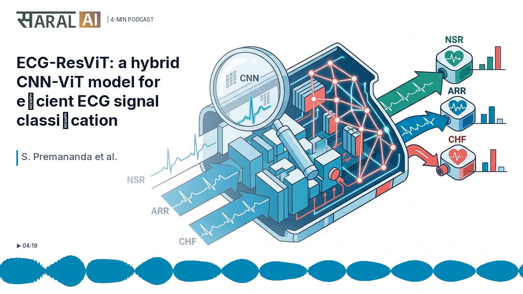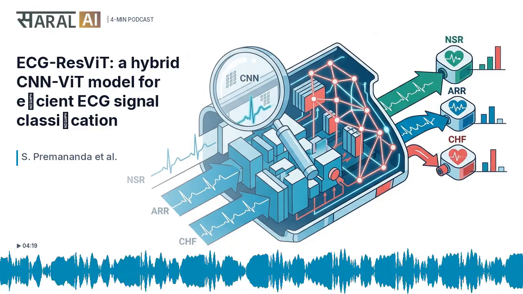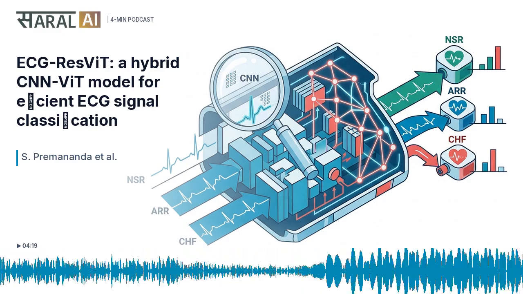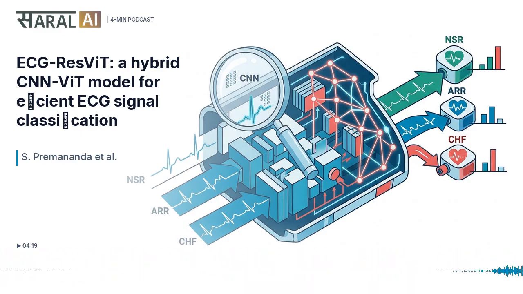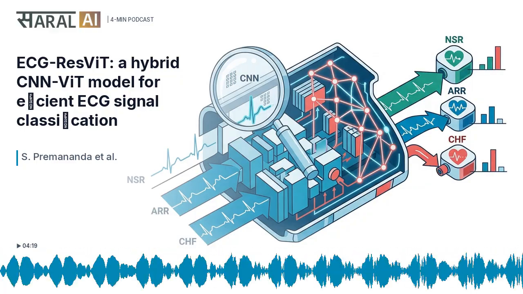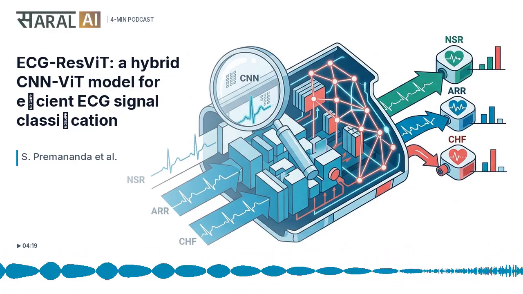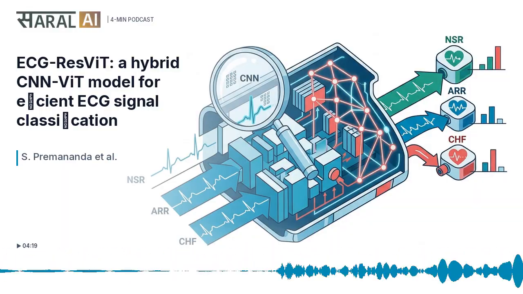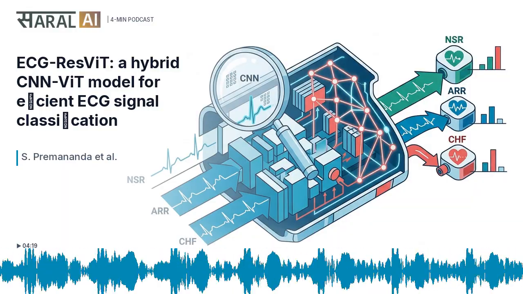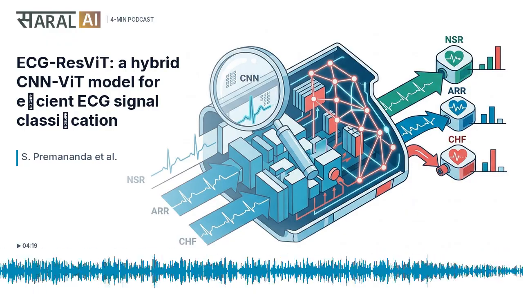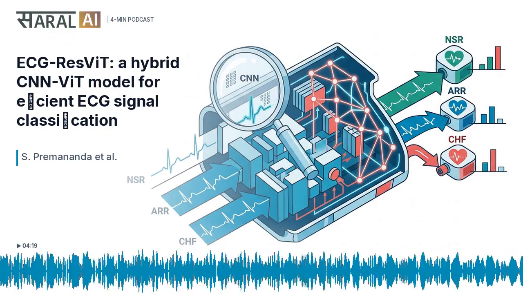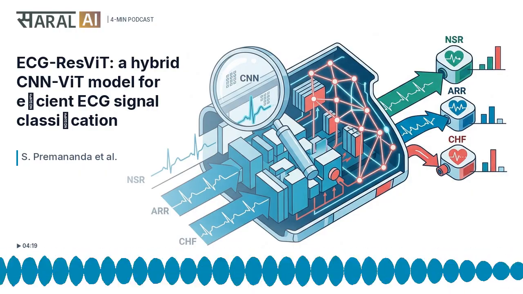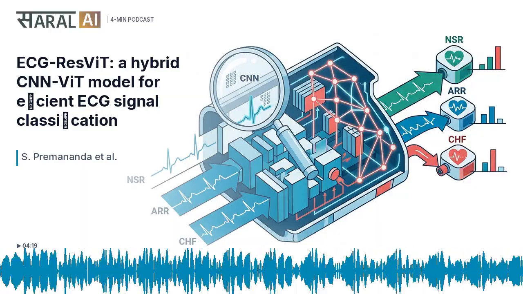Ah, that's where the vision transformers, or ViTs, come in, I'm guessing, for that bigger picture view. Exactly. ViTs are known for modeling global relationships, seeing how different parts of a sequence relate to each other. They are great for long term patterns. So the ECG-ResViT model is basically getting the best of both worlds, CNNs for the details and ViTs for the overall context. Precisely. It's designed to overcome the individual weaknesses of each. The CNN extracts local features, and the ViT then models the global dependencies.